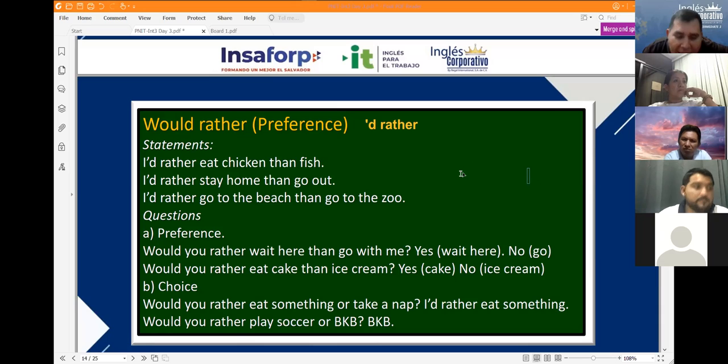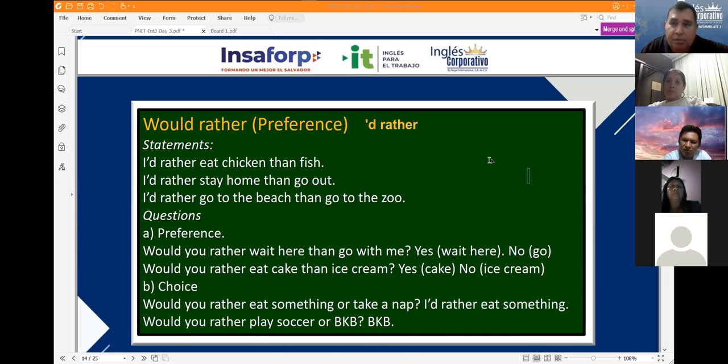Okay, I'd rather. When we think about I'd rather, this means I prefer. But there is a difference between I prefer and I'd rather. After I'd rather, I have to use a verb, it's obligatory. I'd rather go, I'd rather study. With prefer, you can have a noun. I prefer mango to melon. But you cannot say I'd rather mango to melon. No, you say I'd rather eat mango than melon.